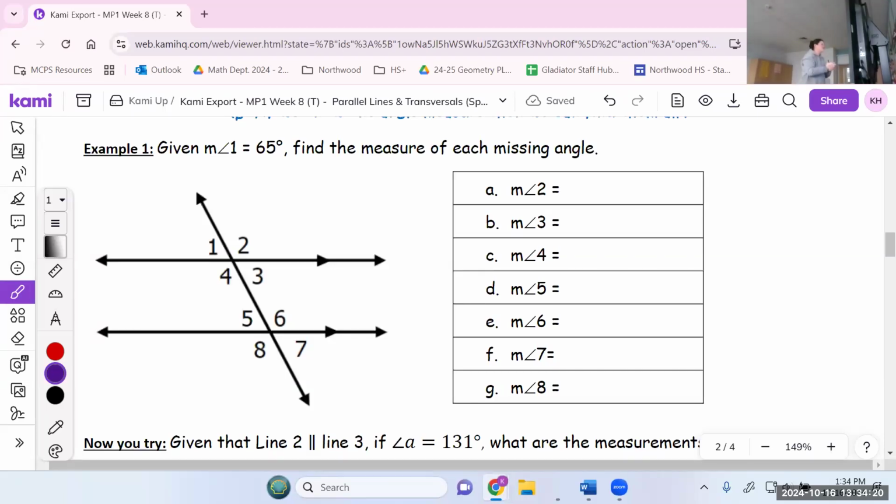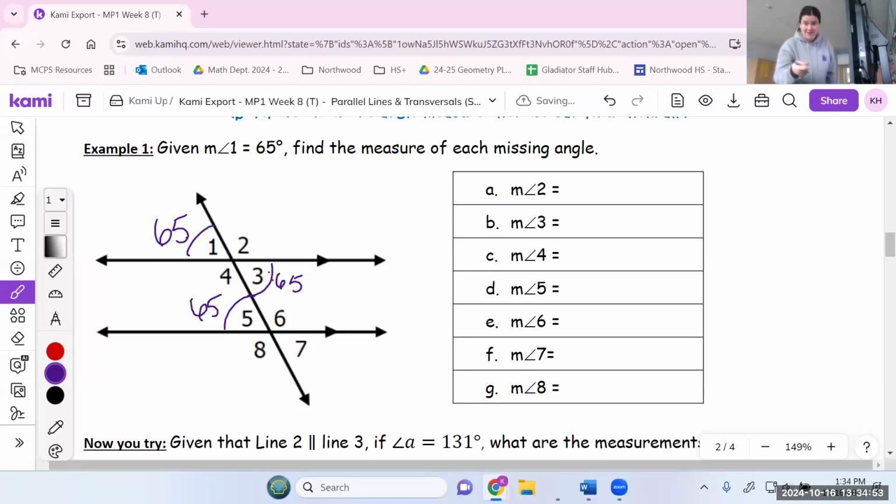Okay, so we're given that the measure of angle 1 is 65. I'm going to draw that in there so I don't lose that. All right, find the measure of each angle. I'm going to work in the picture first because I like to draw it and visualize all of it. So if this is 65, I can go to my vertical angle right across the way, 3, which is also 65. 3 and 5 are alternate interior angles, so it must be 65 as well.